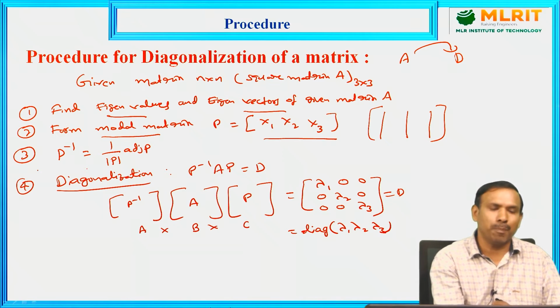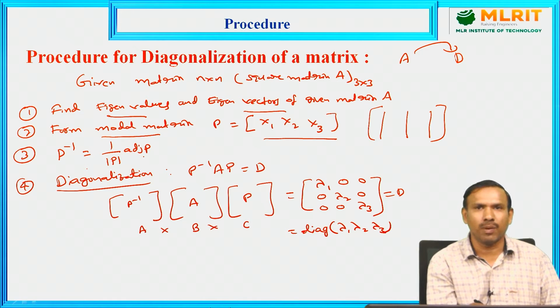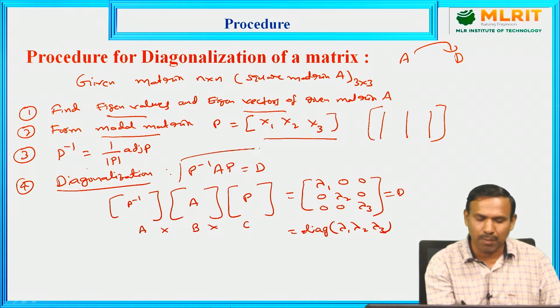Then find P inverse. How to find P inverse? The formula is 1 by det P times adjoint of P. Otherwise, we can use a scientific calculator to find the inverse of P. Now, we need to show diagonalization. That is the formula: P inverse AP is equal to D.